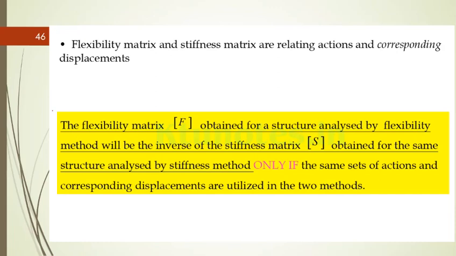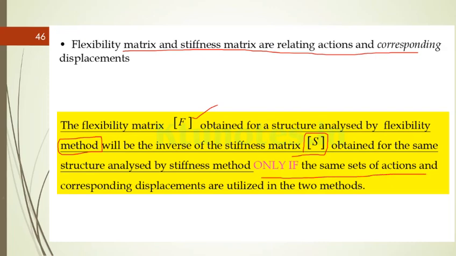So the flexibility matrix and stiffness matrix are relating actions and corresponding displacements. Flexibility matrix F is obtained for a structure analyzed by the flexibility method, that is, applying the unit loads at various points. It will be the inverse of the stiffness matrix S obtained for the same structure analyzed by the stiffness method. It will happen only if the same sets of actions and the corresponding displacements are utilized in the two methods.